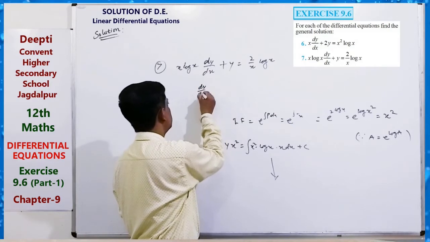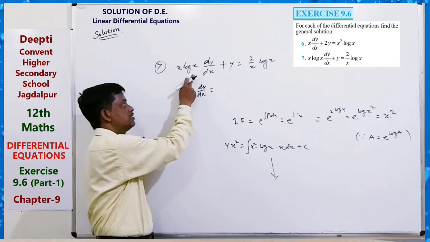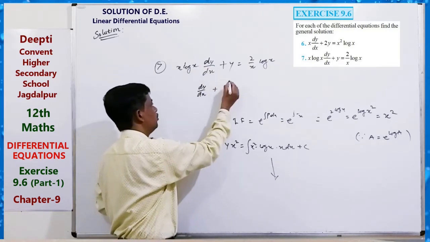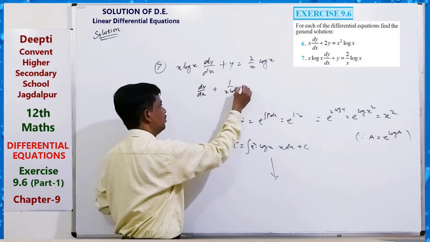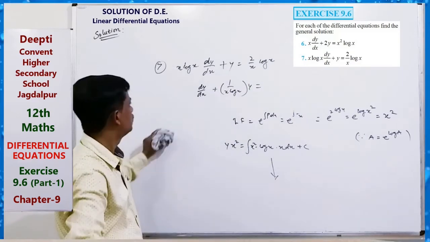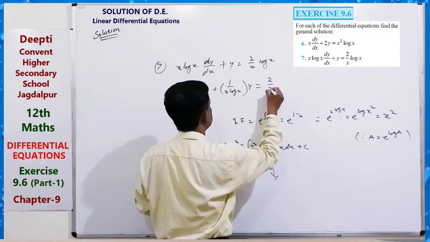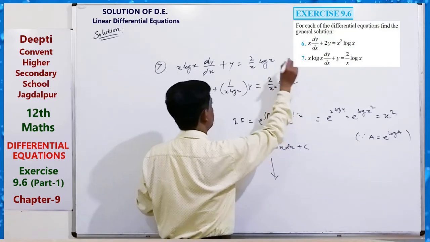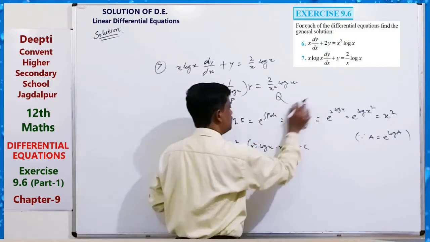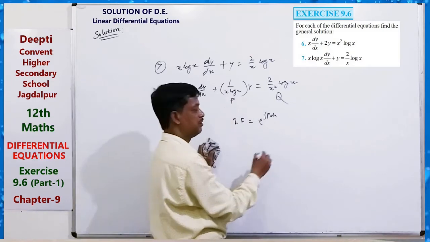How? By dividing by x log x. So dy by dx plus 1 by x log x into y equals 2x log x upon x log x. So log x cancels, giving 2 by x square. This is q, this is p. This is p, so the integrating factor will be what? You can also find it here.